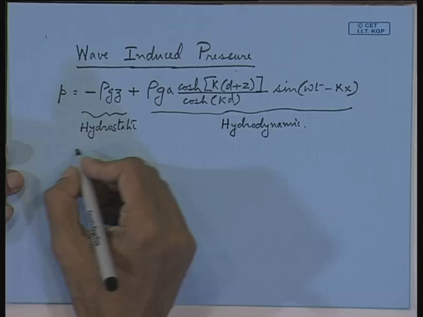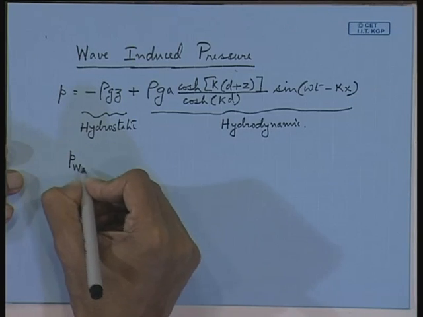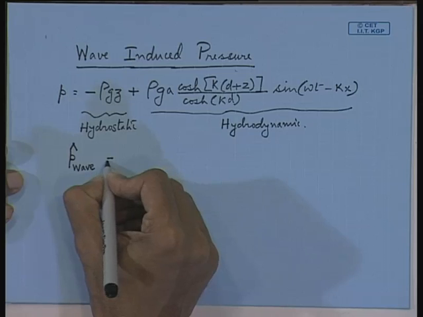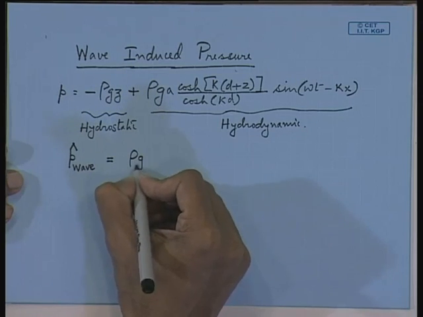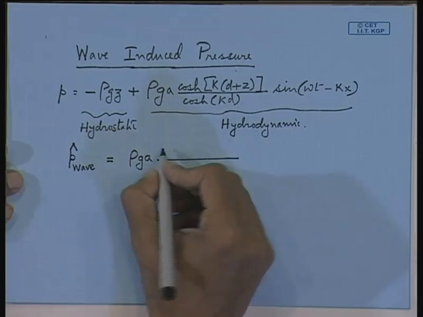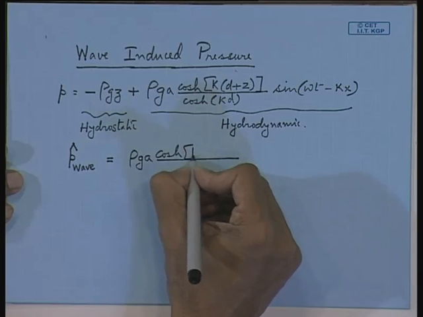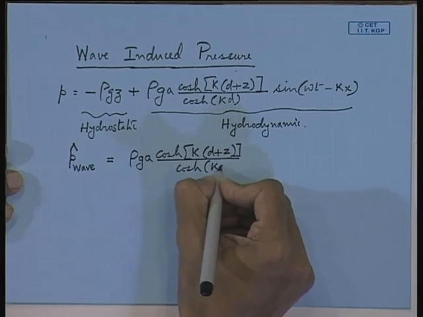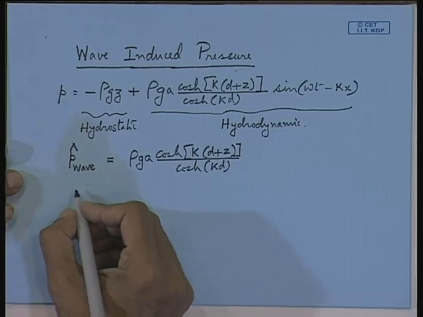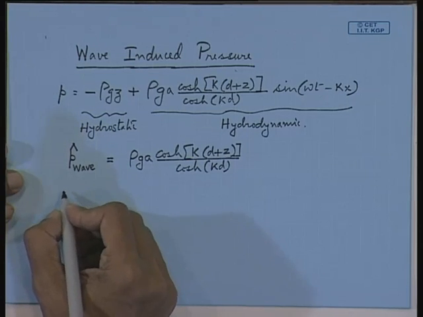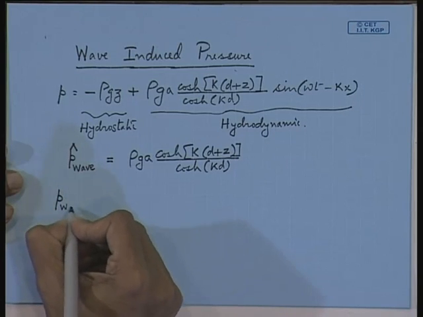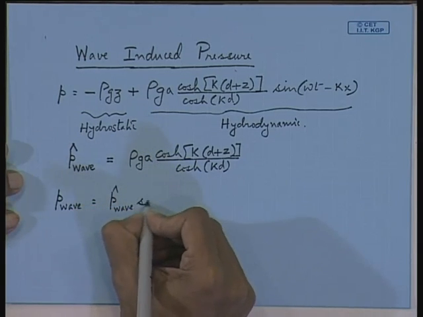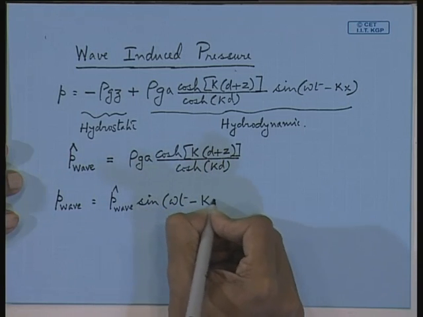Now this hydrodynamic component, you write this as P wave. The other part, that is the hydrostatic, we are not much bothered, but what about this? So this is equal to rho g a cosh of k multiplied by (d plus z) over cosh kd. Then the whole hydrodynamic component, you can write as P wave is equal to P wave with a cap, and then your sine term will come, sine of (omega t minus kx).